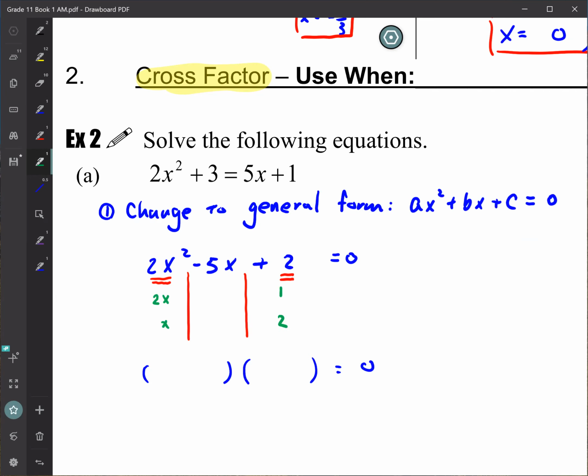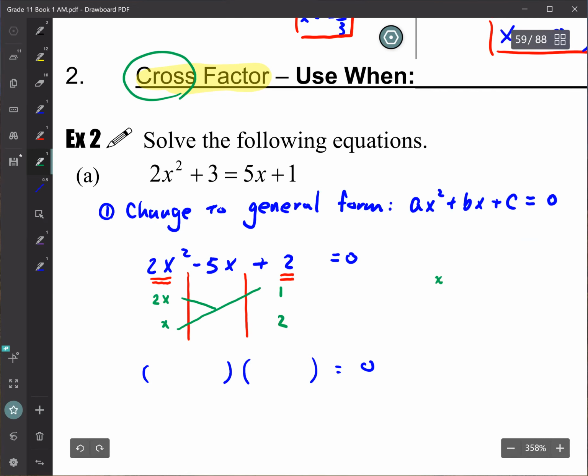So once you find the two pairs, 2x and x, 1 and 2, now you want to check if those are the right pair to use. So you do cross, that's why it's called cross factoring. You cross multiply. So x times 1, we'll put that on the side, that's x. 2x times 2, that's 4x. And then you add them up. They have to add up to equal the middle term. For this one, it doesn't work. x plus 4x gives you 5x, so it's not the middle one. The middle one is negative 5x.